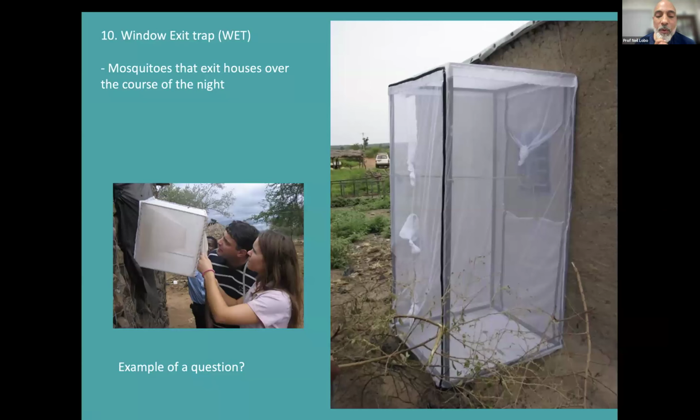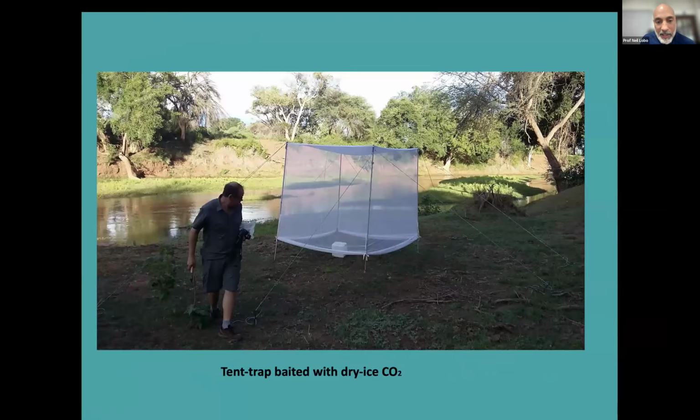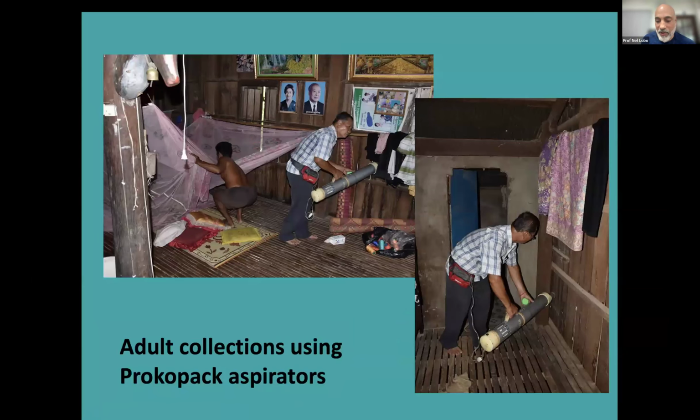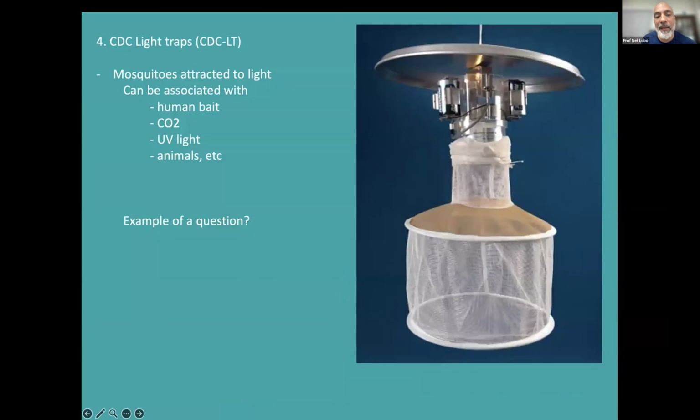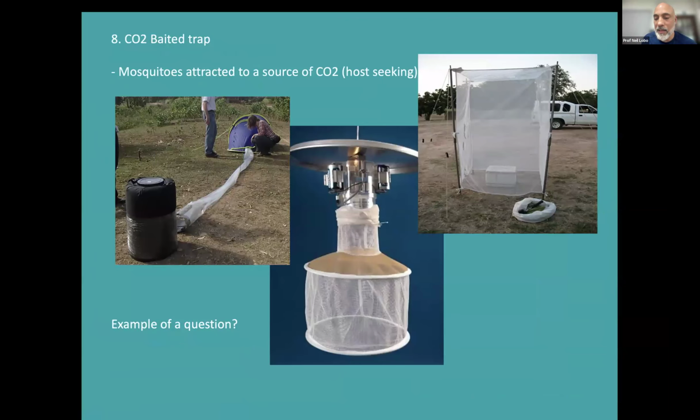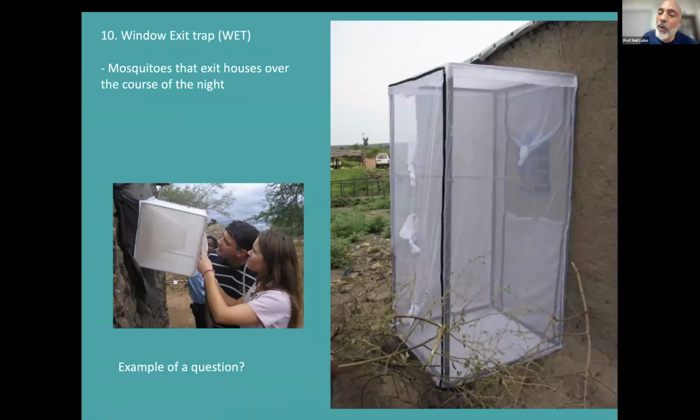What's cool is that if you have a window exit trap, you can pair it with a PSC, a pyrethroid spray catch. Let me scroll back quickly. With this sampling method in the morning, you can look at all the mosquitoes that remain in the house at that time. And with the window exit trap, you can look at all the mosquitoes that entered in the evening and at night and tried to leave. So you can get an overall count of mosquitoes that entered the house to blood feed, the ones that are still remaining there, and the ones that had left. You can pair them pretty well and get good data.